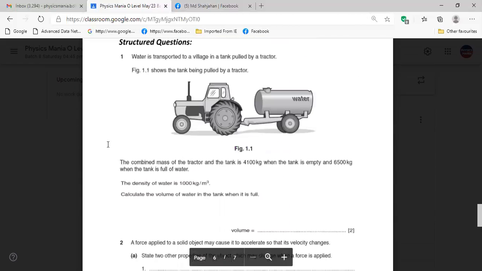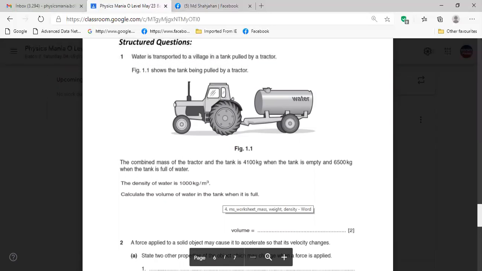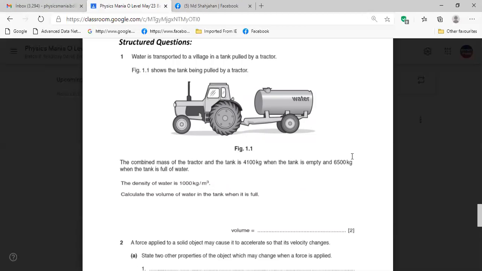Then structured questions. Water is transported to a village in a tank pulled by a tractor. Figure 1.1 shows a tank being pulled by a tractor. The combined mass of the tractor and the tank is 4,100 kilograms if the tank is empty, and 6,500 kilograms when the tank is full of water. The density of water is 1,000 kilograms per meter cubed. Calculate the volume of the water in the tank when it is full.